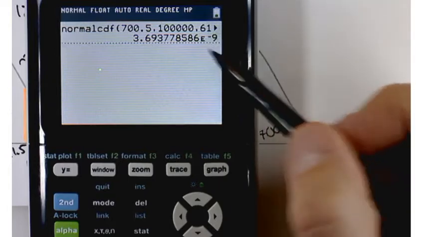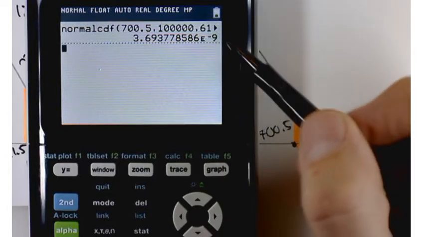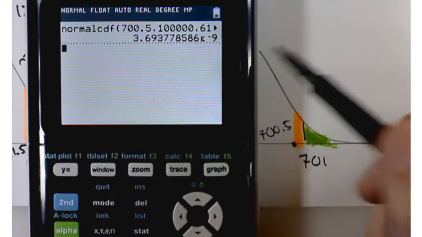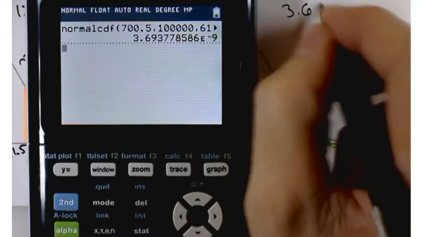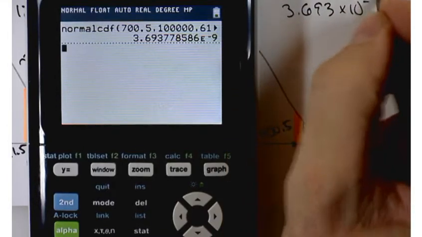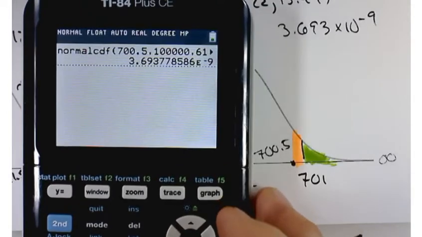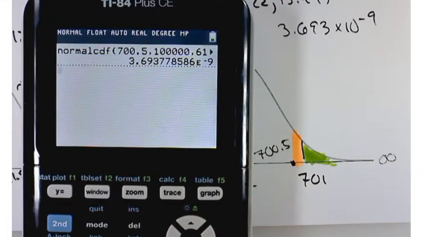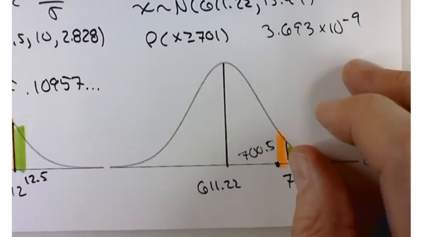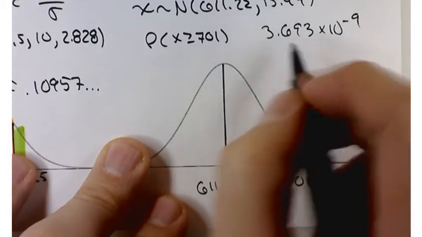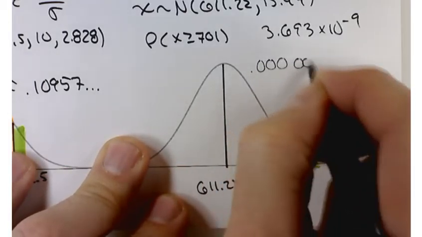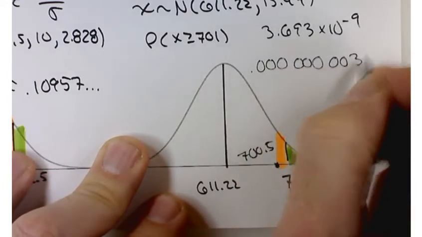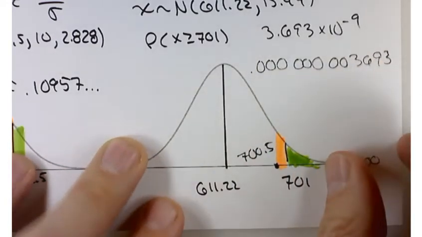There's this little e-9 here. Yeah, it's scientific notation. So it's really 3.693 times 10 to the -9th. Is that a big number? Is there a good chance that we got at least 701 voters like that? No. Now, if you were to write that in regular decimal notation, 0.000000003693. Wow.